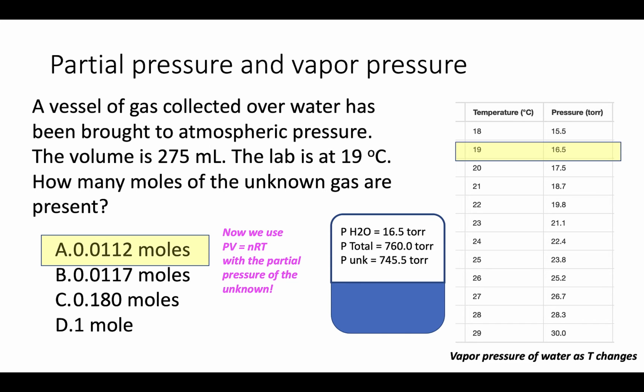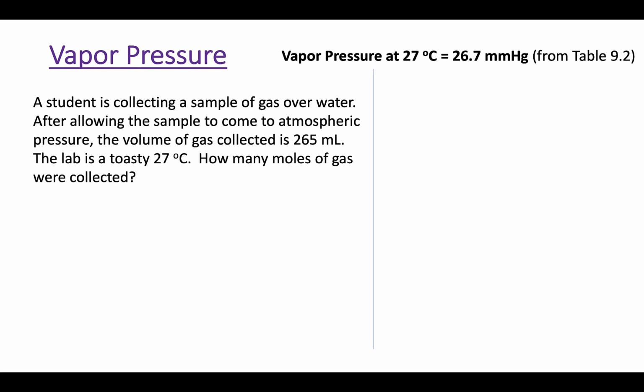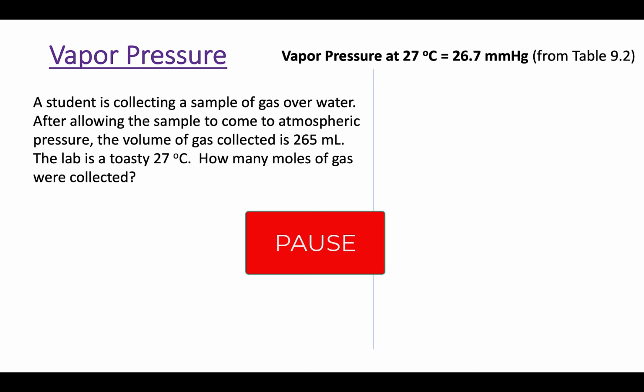And critical here is to note there is no partial volume, right? The water and the unknown both occupy the entire volume of this collection flask. What's different is their number of moles and their partial pressure, but they both exist at the same volume and at the same temperature, right? The temperature at 19 degrees Celsius and the volume, they each occupy the entire 275 mL volume. I'm going to go ahead and pause the video here, or rather you should pause, and then we will discuss.